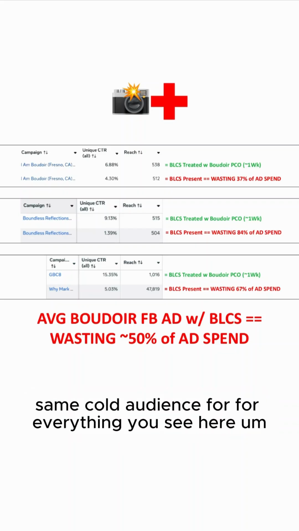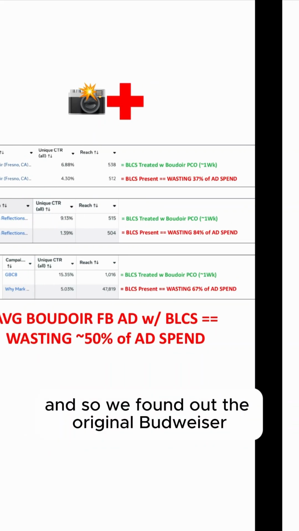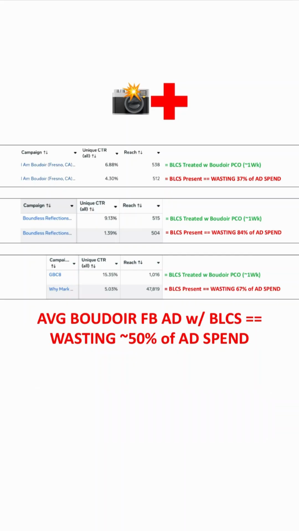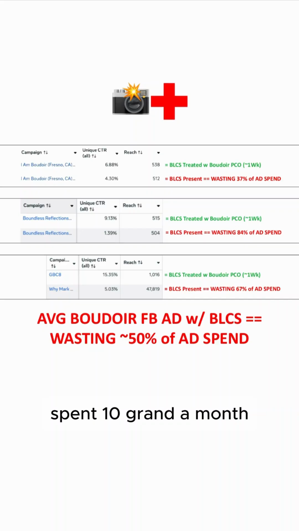It's the same city, same cold audience for everything you see here. And so we found out the original Boudoir Facebook ad was wasting 84% of its ad spend. So when it was doing that, basically the original Boudoir Facebook ad spent 10 grand a month.